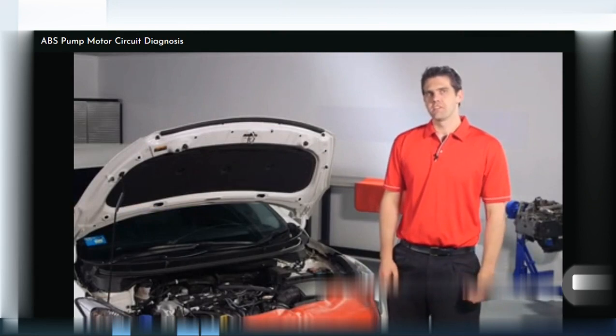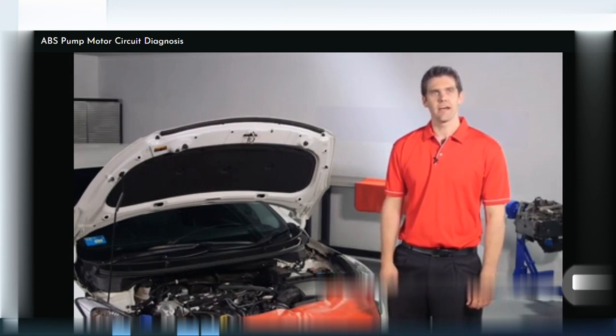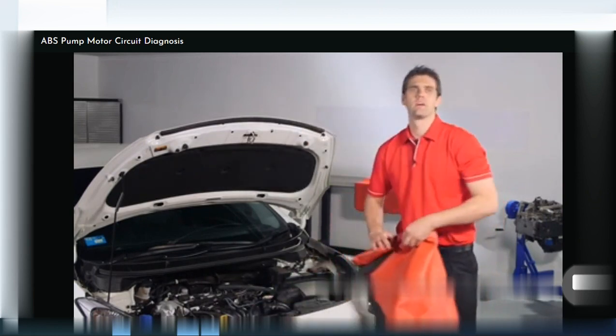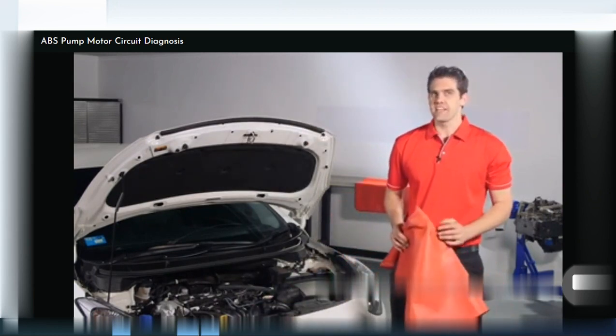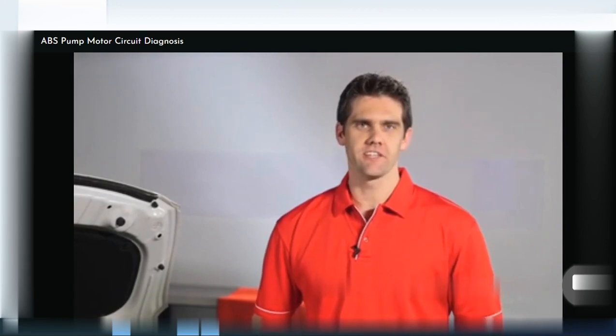That's the diagnosis of DTCs C0110, C0267 and C0268, pump circuit malfunction. Make sure you have an understanding of how the circuit works. Carry out your diagnosis systematically and note down your results.